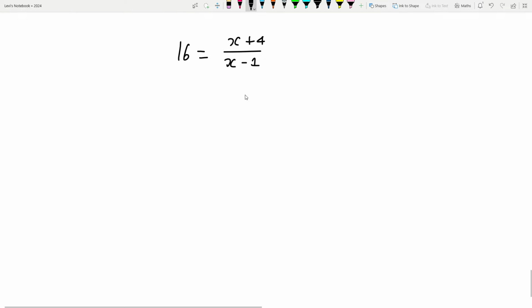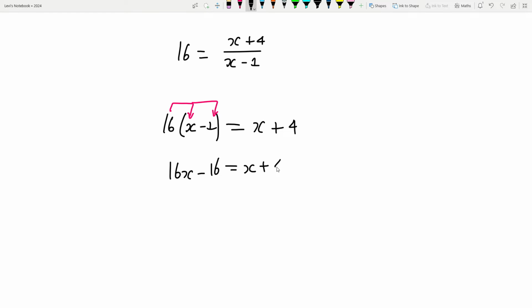Now what we can do is multiply both sides by x minus 1. So we have 16 times x minus 1 equaling x plus 4. Once we do that, we can distribute that 16 on the left-hand side, so we get 16x minus 16 equaling x plus 4. Now you want to combine your x's. You can see you've got an x here and an x here, so the obvious move is to move this to the other side. So you subtract x from both sides, and that will give you 15x minus 16 equals positive 4.